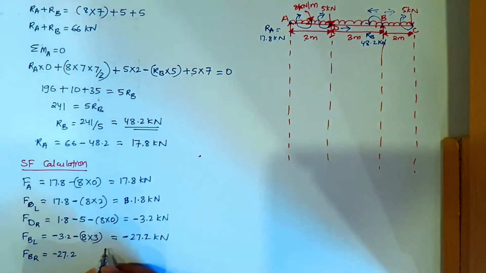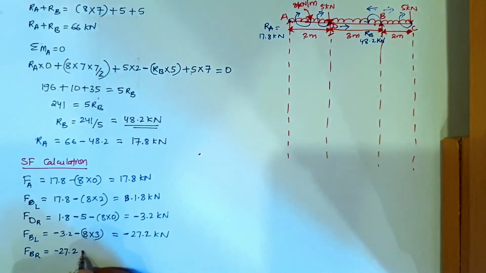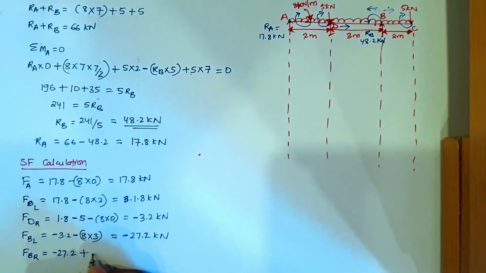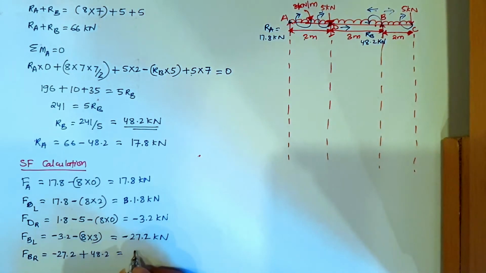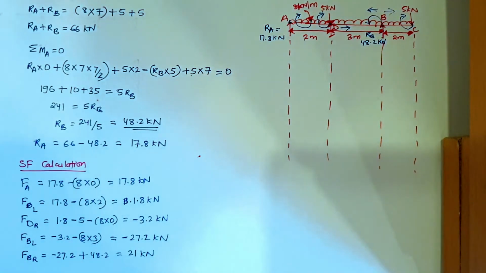Now at B we have a reaction RB coming at the B point, right? It is coming from bottom to top, so it is plus RB, and RB equals 48.2 kilonewton, so this will give you 21 kilonewton. Okay, now let's find force at C.